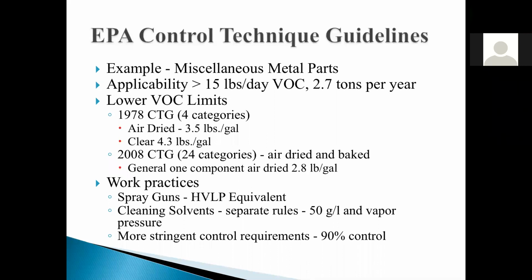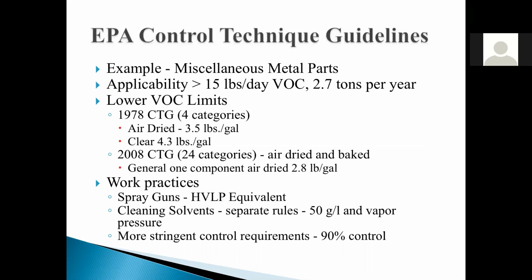So EPA developed a CTG back in 1978. And here's just an example of what that looked like. They had an air dried category, 3.5 pounds per gallon, and a clear of 4.3 pounds per gallon. Moving to 2008, the most recent CTG, and let me just back up 1 second here. Back in 1978, there were 4 categories of coatings or limits. It's much more complicated today.